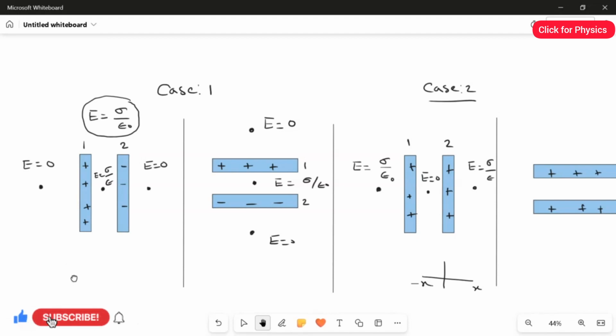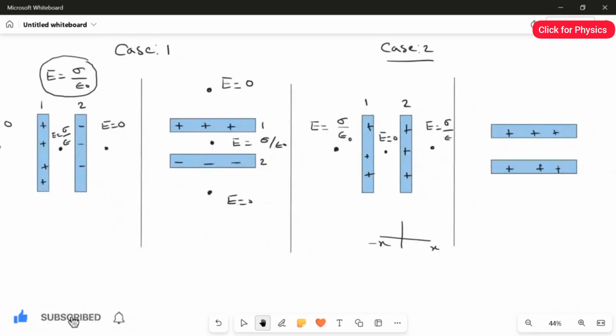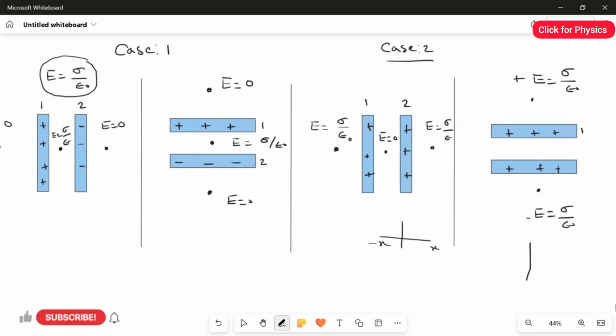If you keep the same plates in the horizontal view, the answer is the same. Above sheet 1, you get the electric field E equal to sigma over epsilon naught, but this time in the positive direction of the y-axis. Below sheet 2, the electric field is sigma over epsilon naught, but in the negative direction of the y-axis, because this time we have to see the diagram.